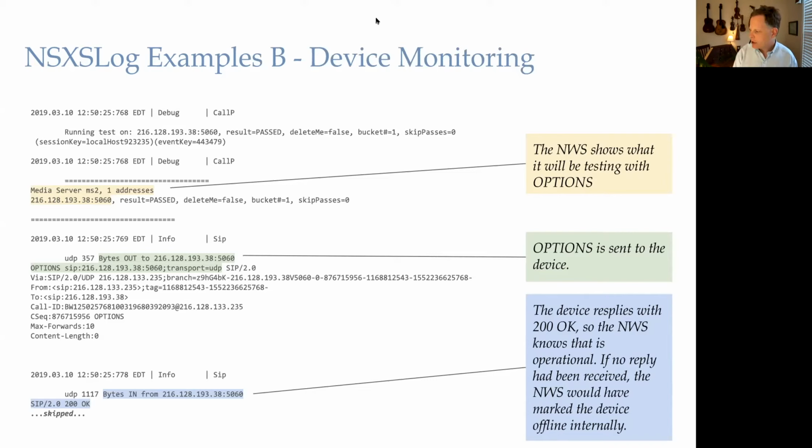But if no reply had been received, the network server would have marked the device as offline internally, and that would have been an indication of a problem, and that would have changed the way routing was done. So the network server could have recorded that. This is kind of an optimization that's used to allow the network server to know whether to prioritize certain routes and certain media servers. Because there's no reason to continue to send the app server or other devices to direct their traffic to a device that's not responsive or not reachable on the network.